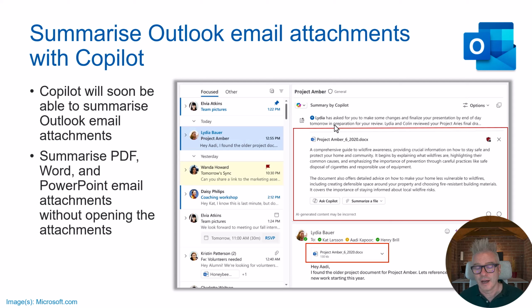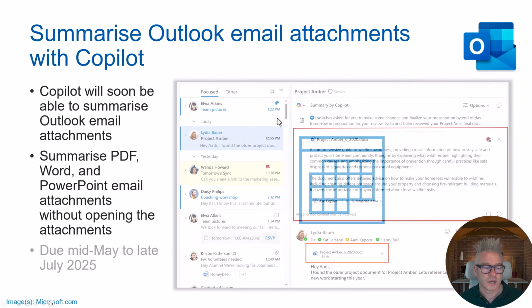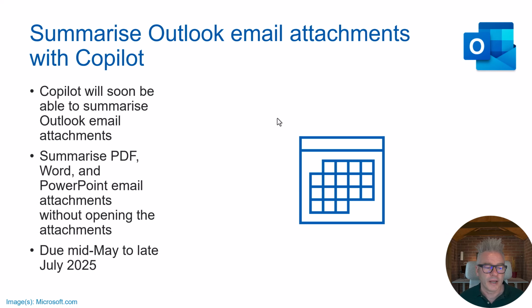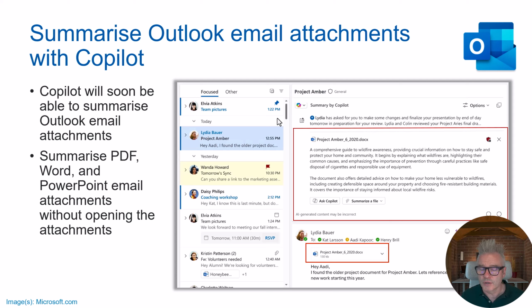I'm really looking forward to this. You can see PDF, Word, and PowerPoint attachments are supported, due mid-May to late July. So think about the previous topic I talked about, showing these types of things to your reluctant co-piloters. Focus on these features, and they'll see the value instantly. And if you were trying to do a proof of value for your organization, even with things like this, without people learning how to prompt, I think this whole new wave of features is really going to open Copilot up to people.